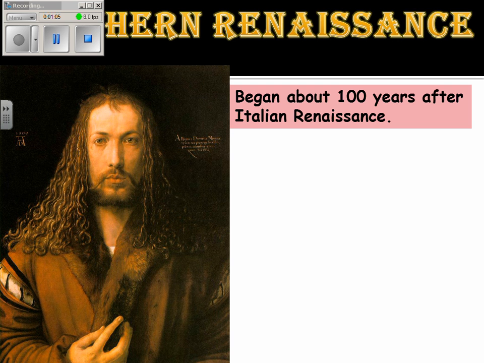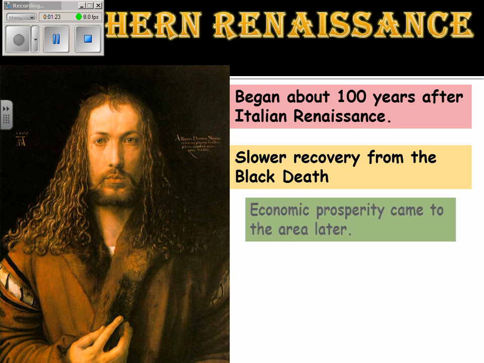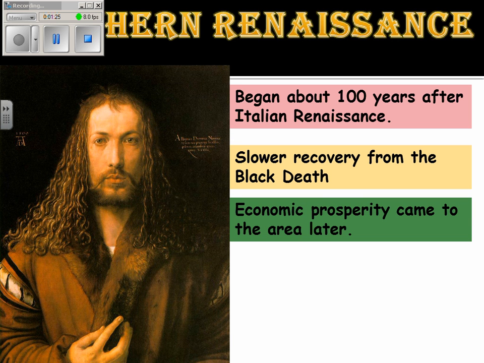The art is a little bit different, and the charges against the church are going to be a little bit more different. The Northern Renaissance begins about 100 years after the Italian Renaissance, and the reason for that is because it's slower to recover from the Black Death. Economic prosperity comes to this area quite a bit later, but it does expand and grow the middle class.